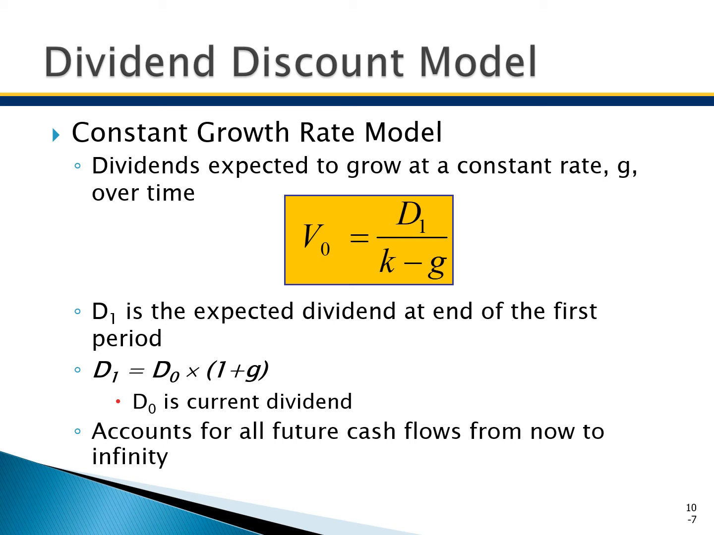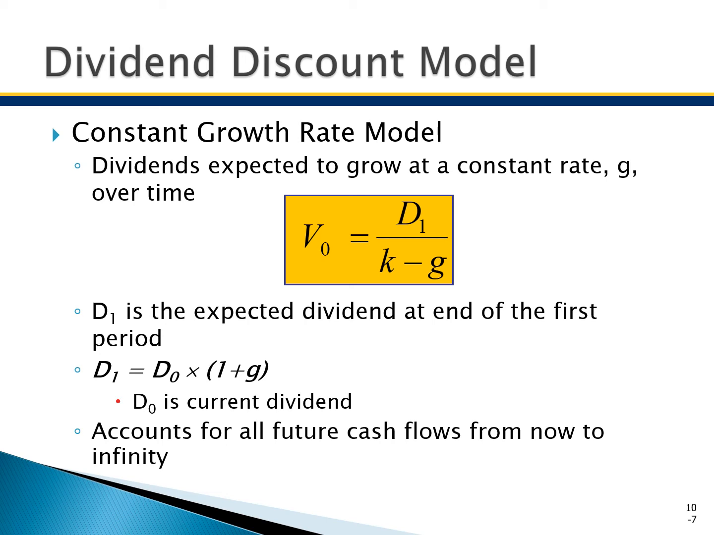So what we will do is we will take the dividend for the first period, not the current dividend, we will take the dividend of the first period, compounded with the growth rate, and divided by k minus g. K is actually the appropriate discount rate, and g is the growth rate. So D1 is the expected dividend at the end of the first period. D1 is equal to D naught multiplied by 1 plus g, and D naught is the current dividend, and it accounts for all future cash flows from now to infinity.